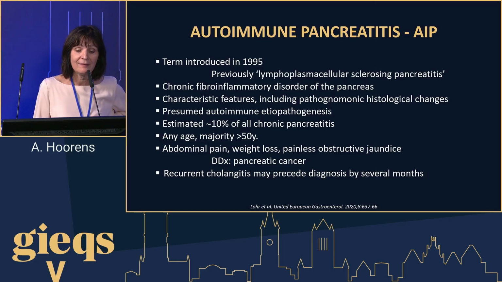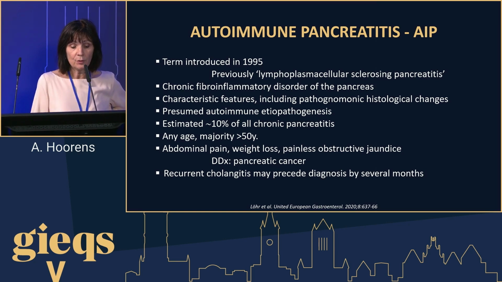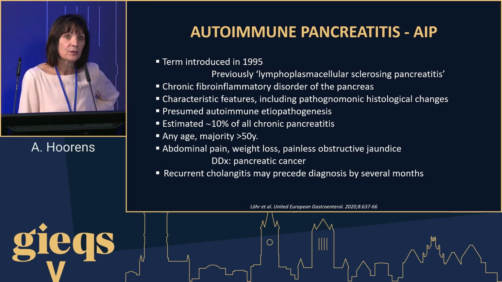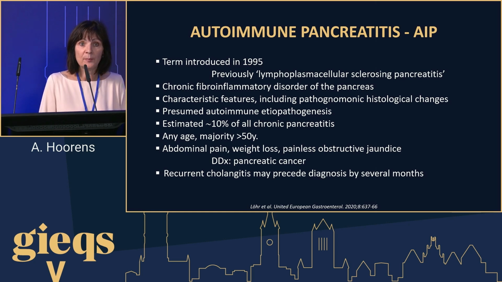As was already said, it can occur at any age, but most are older people above 50. The features are those you can also see with pancreatic cancer: abdominal pain, weight loss, painless obstructive jaundice. And recurrent cholangitis may precede the diagnosis by several months.